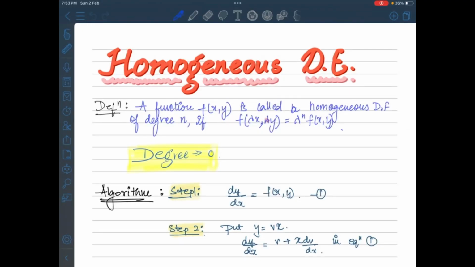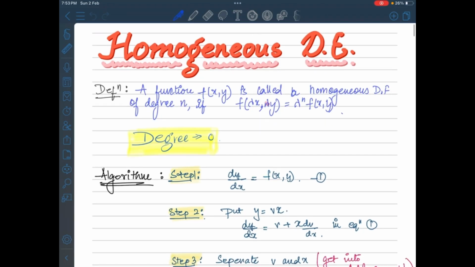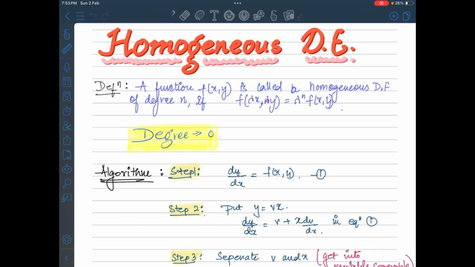Hello students, so today we are going to go through homogeneous differential equation. So let us start our class. So let us first go through the definition of it.